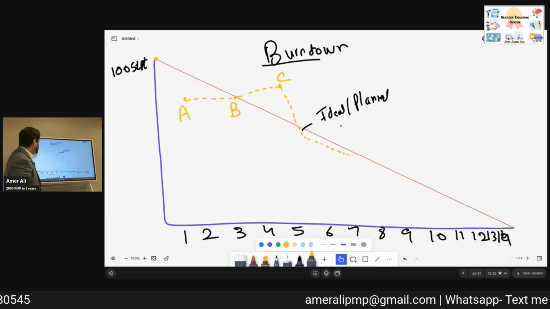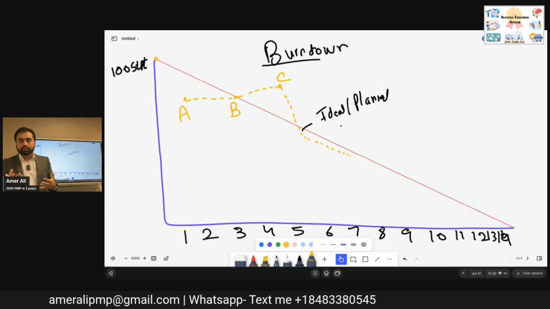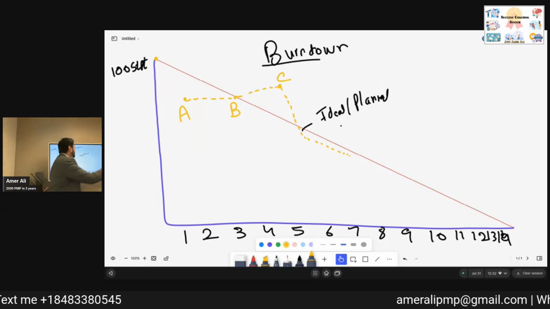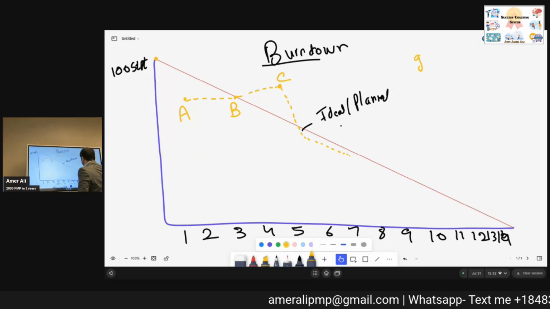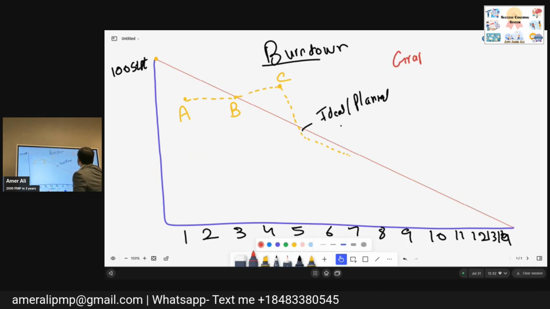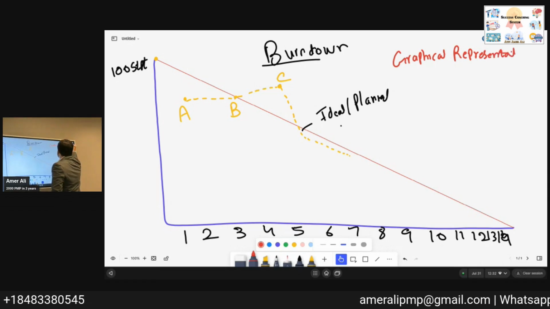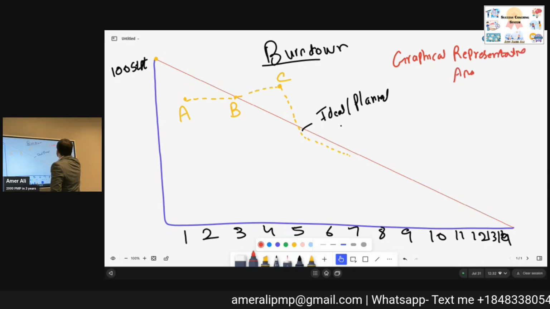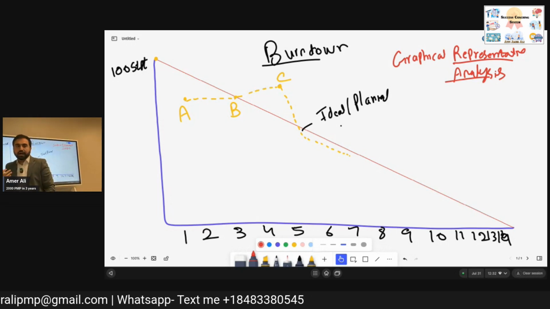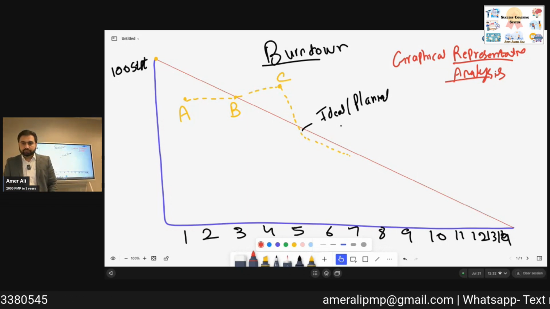Now, let's say the exam asks, at point A, are you ahead of the schedule? Are you behind schedule? Because this information radiator, the burn down, is graphical. This is a graphical representation chart, representing plus analysis, so you can analyze it. So at point A, are you ahead of the schedule, behind schedule, or on schedule?